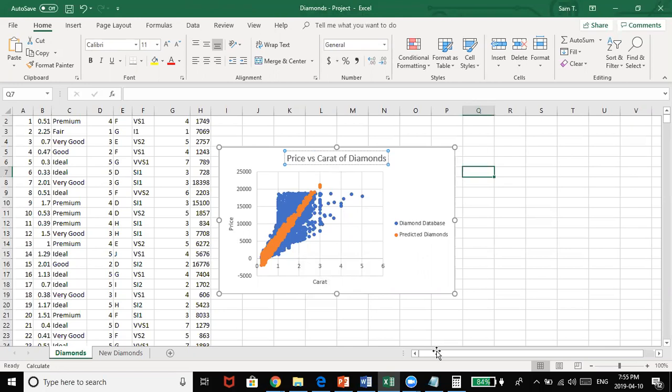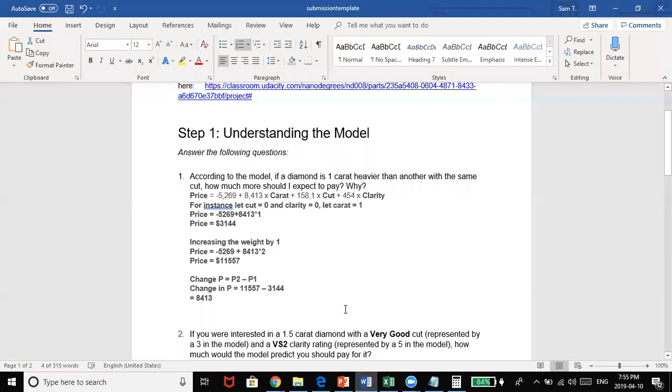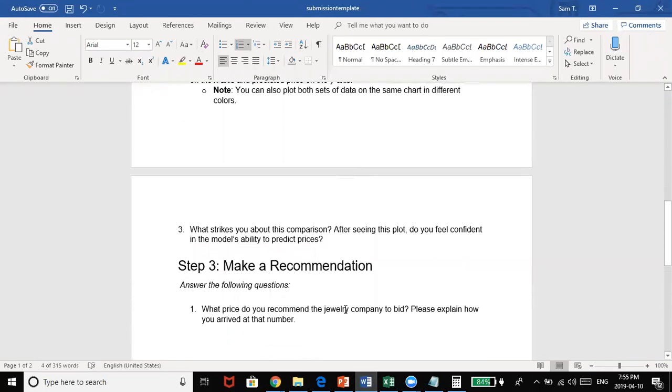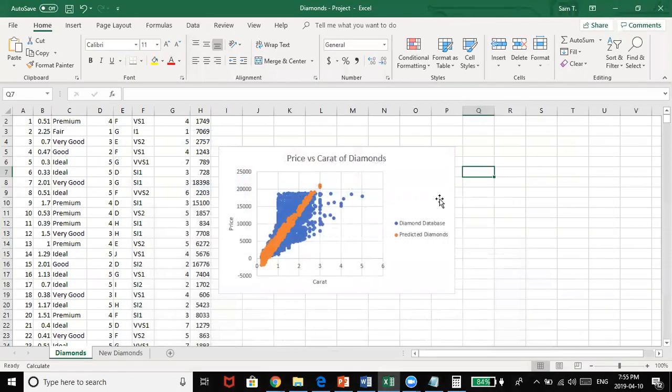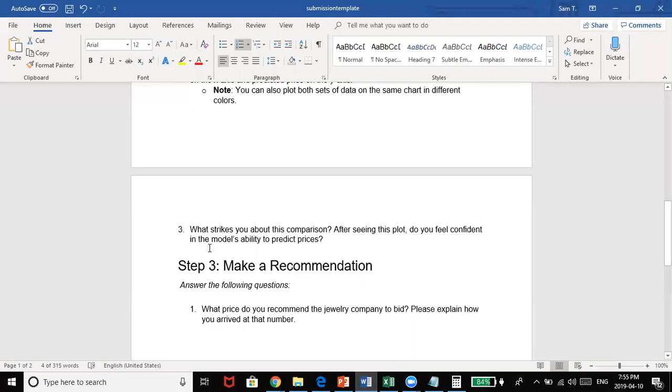And once you're done with this, then you're done with the second question. The third question is, what strikes you about this comparison? After seeing this plot, do you feel confident in the model's ability to predict prices?